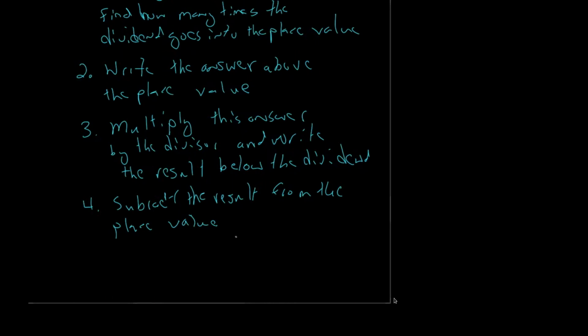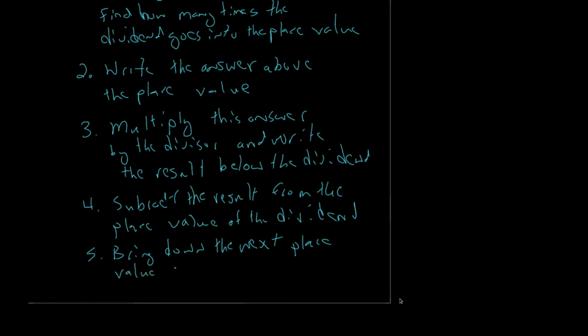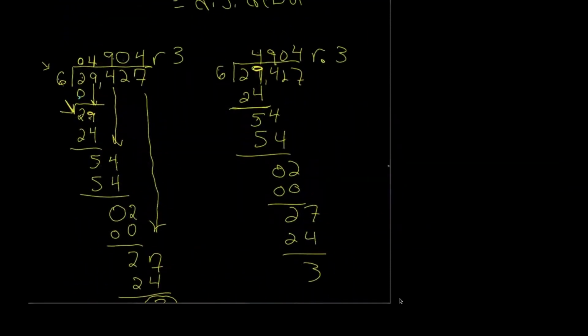I will do better. Subtract the result from the place value of the dividend, bring down the next place value on the right. These little algorithms can be wordy. Okay. So I subtracted 0 from 2. There was my answer. And I bring down the next place value.